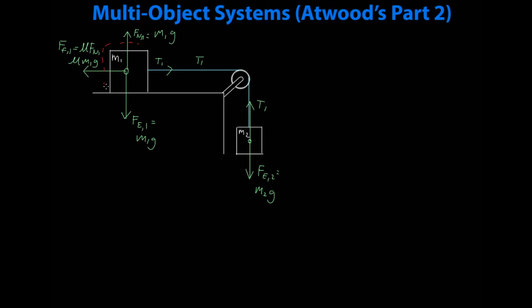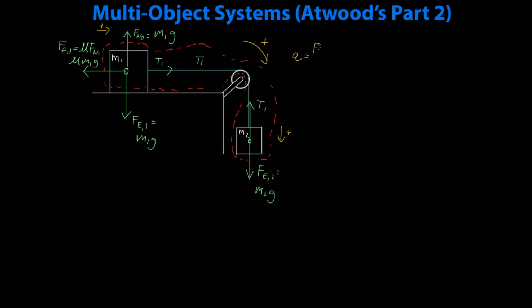So next up, I'm going to define my system. My system is going to be mass 1, but not the table, the string, but not the pulley, and mass 2. Next up, we will define what direction is positive. Well, in this case, I will define this way as positive. So positive for mass 1 is going to be to the right, and positive for mass 2 is going to be downward.